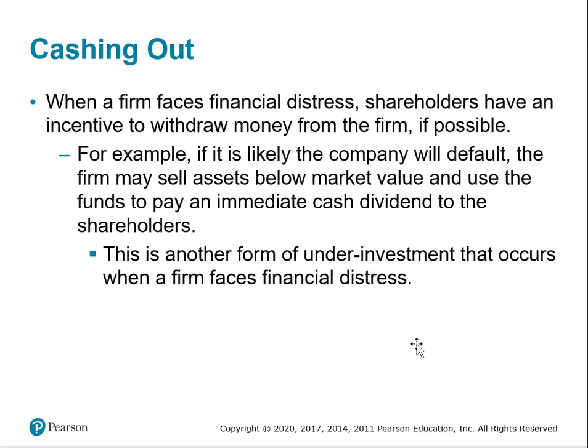Cashing out is when a firm faces financial distress. Shareholders have an incentive to want to withdraw money. So if it's likely the company is going to default, the company might sell off some assets below market value and use those funds to pay an immediate cash dividend. Again, this is another form of underinvestment, right? Because it's typically a negative investment, but the shareholders are going to receive the cash from this particular transaction. The value of the firm is absolutely hurt. Now, typically, companies would not do this unless they were in financial distress.